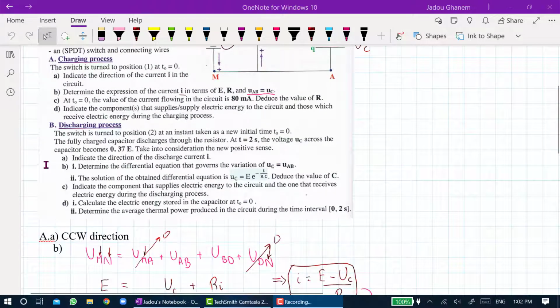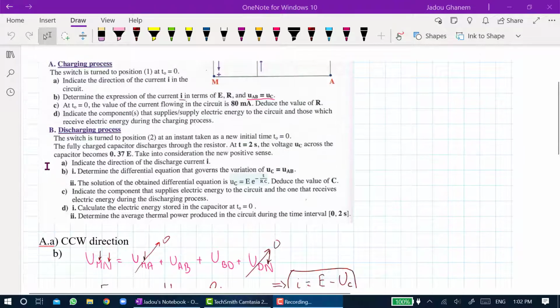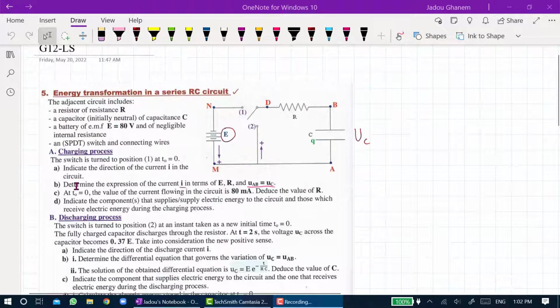Now we'll start with the second part, which is the discharging process. The switch is turned to position number 2 at an instant taken as a new initial time t0. The fully charged capacitor discharges through the resistor. At t equal 2 seconds, the voltage across the capacitor becomes 0.37 E. So as you can see directly from the given 0.37 E, this time represents 1 tau.